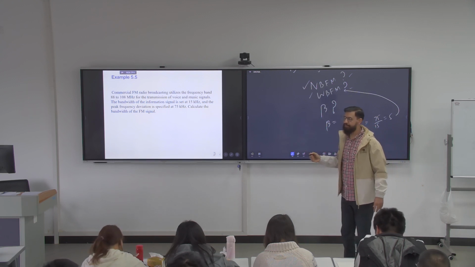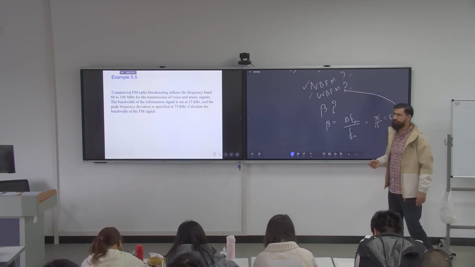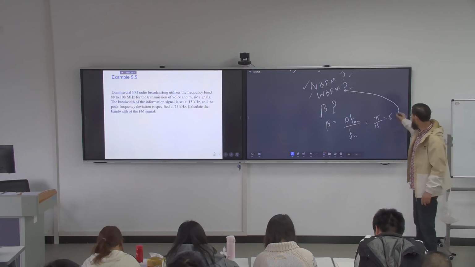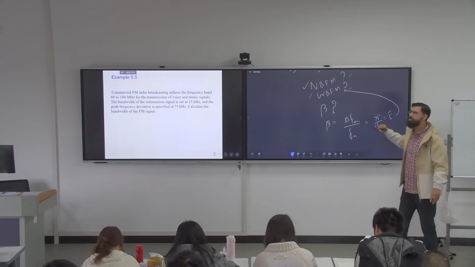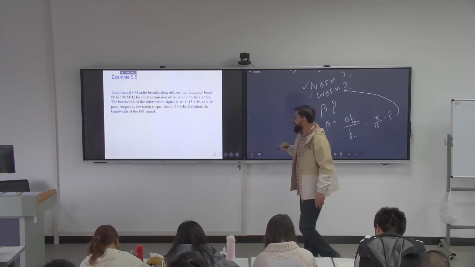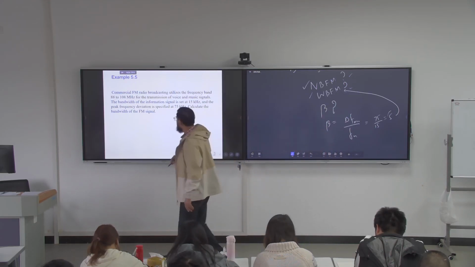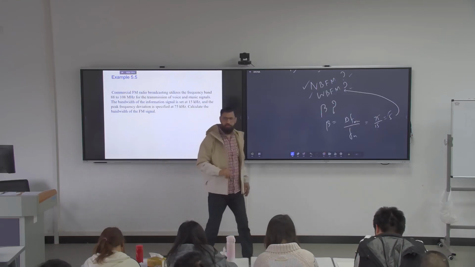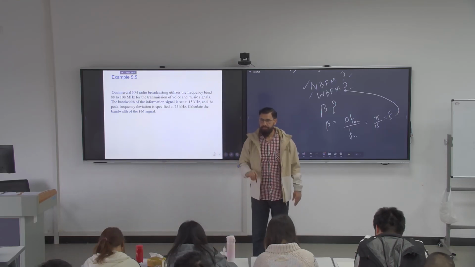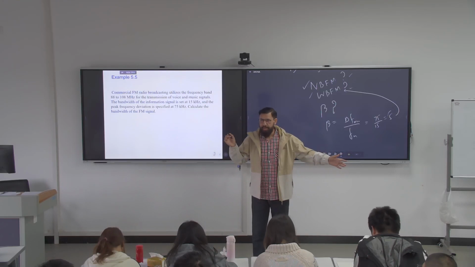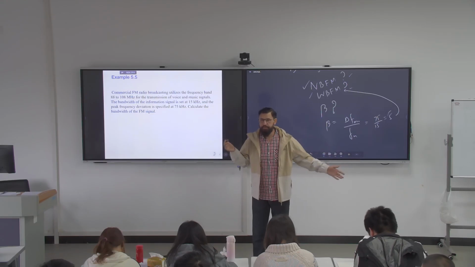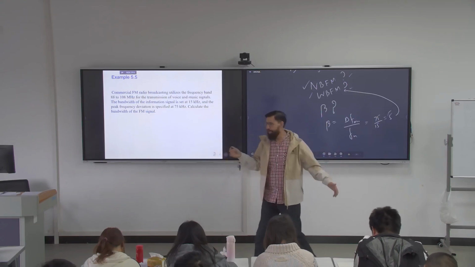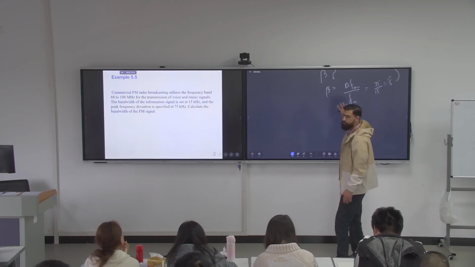So I say it is a wideband. It's not a narrowband. The reason is beta is more than 1. Now I need to find the bandwidth. If it's a wideband, which rule will I be using? Carson rule, right? So now use Carson rule.